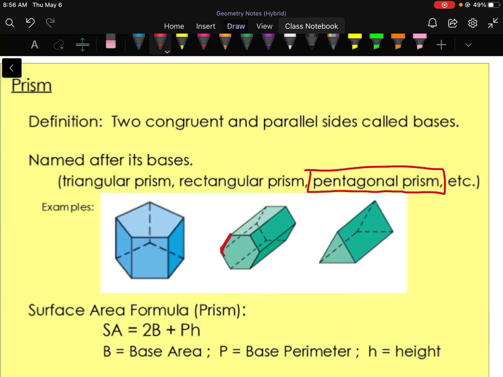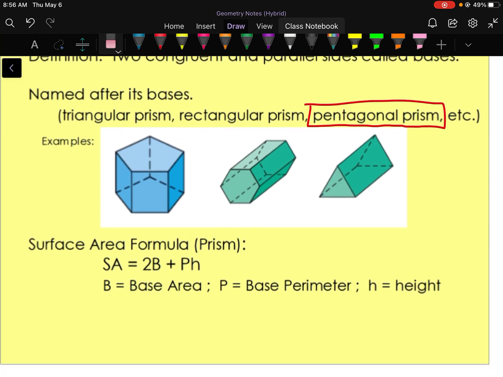Here, our bases are flipped up a little bit. There's a base, there's a base. Each base is a hexagon, so it would be a hexagonal prism. Those are the two sides parallel to each other. And then here we have a triangle and a triangle. Those are your bases, so we would call it a triangular prism.